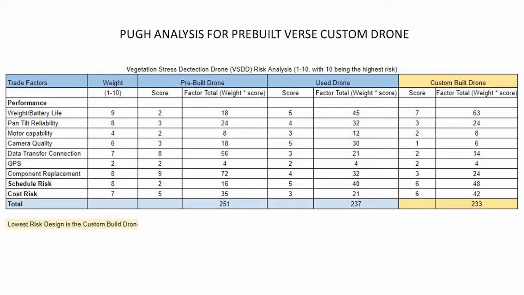Here we have our initial trade study over what type of drone we are going to procure. We were debating between purchasing a pre-built drone like a DJI, a used drone off a drone hobbyist website, or a full custom build. While each had their pros and cons, we found that based on our predetermined weights, a custom build was the way to go. In this example, the lowest score won.